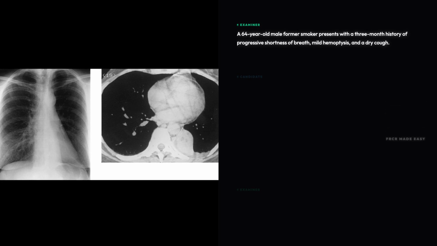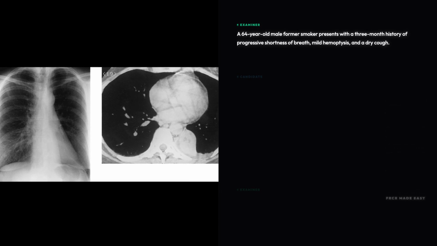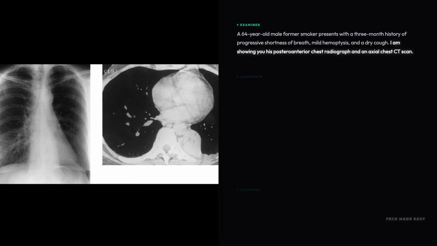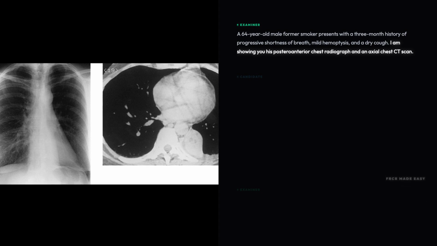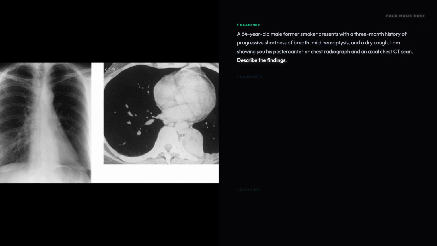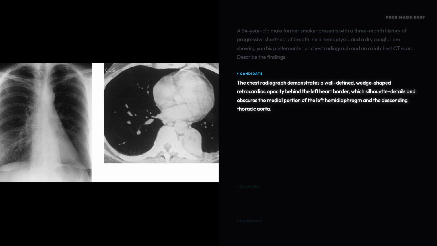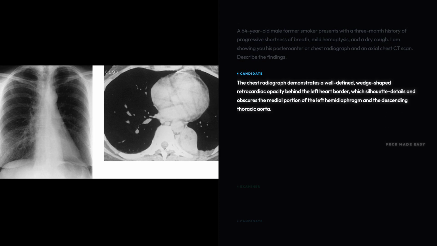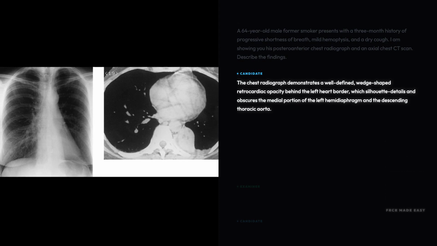A 64-year-old male former smoker presents with a 3-month history of progressive shortness of breath, mild hemoptysis, and a dry cough. I am showing you his posteroanterior chest radiograph and an axial chest computed tomography scan. Describe the findings.